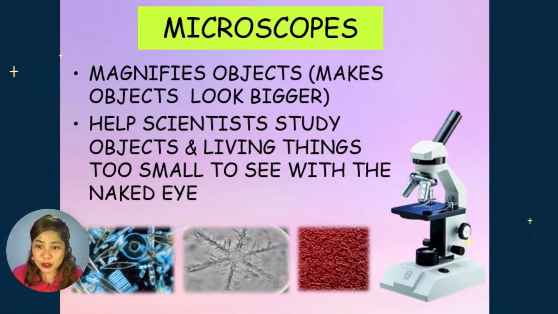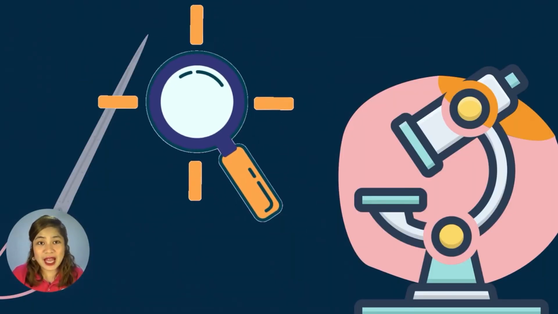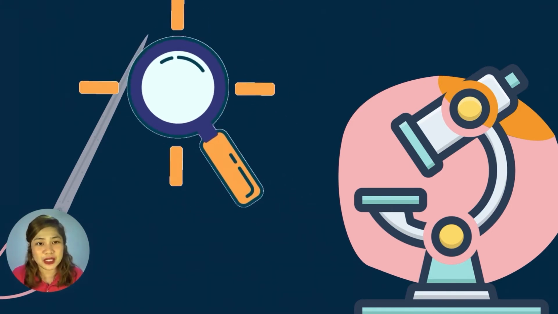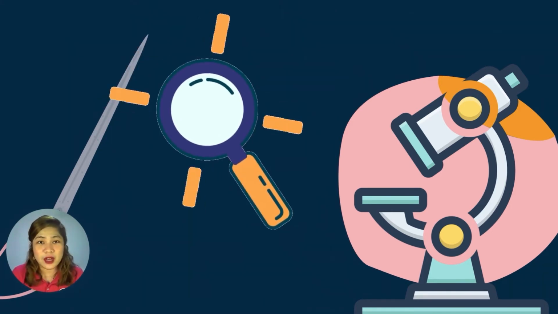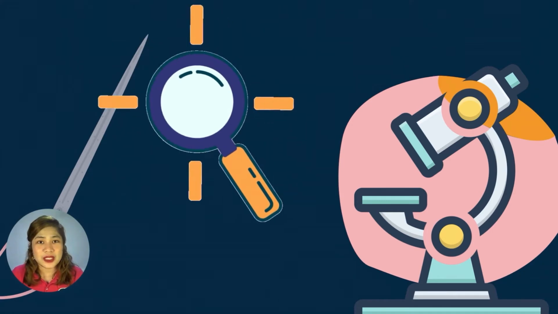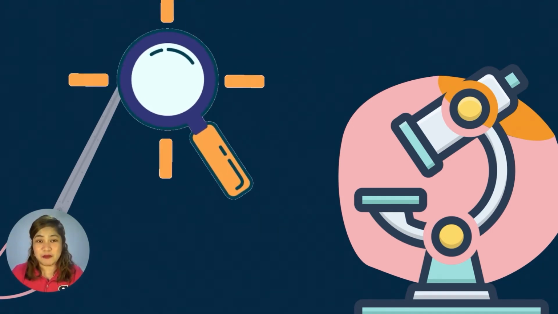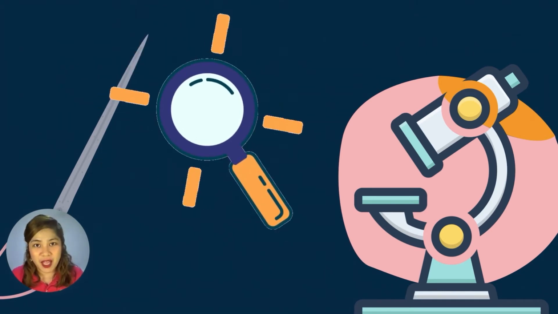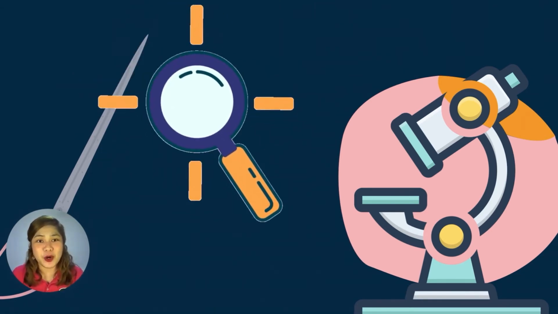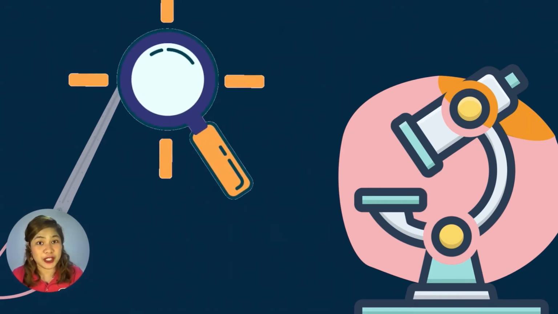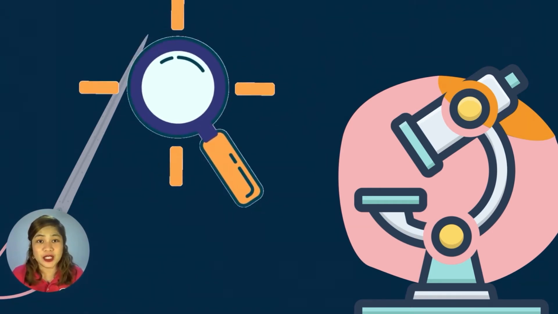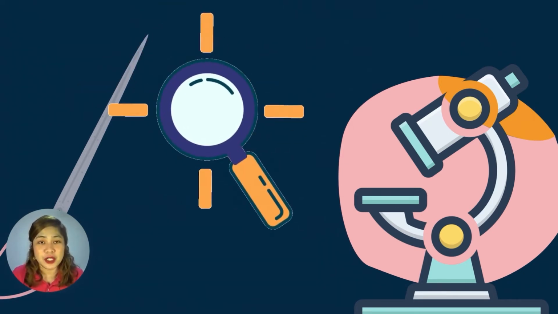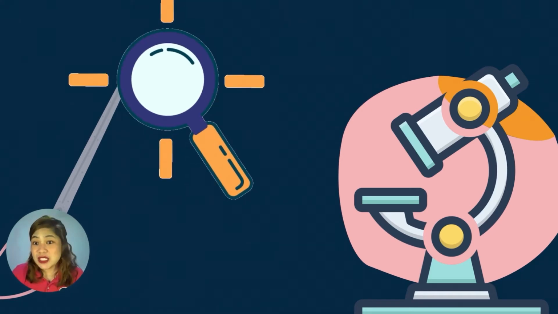So for example, we have here a needle. If you just look at the sewing needle, you can say that it is clean. But when we use a microscope to magnify the microorganisms, if there are microorganisms on the tip of the needle, this is what we can see.